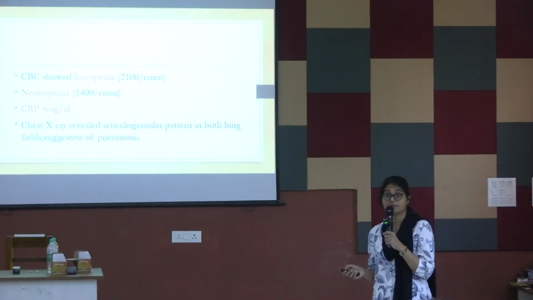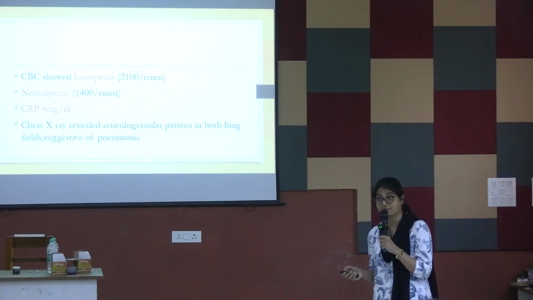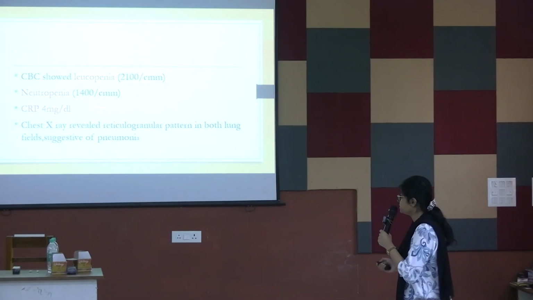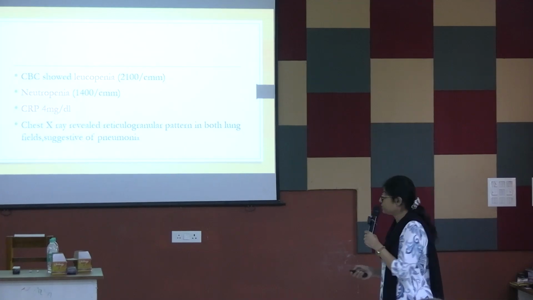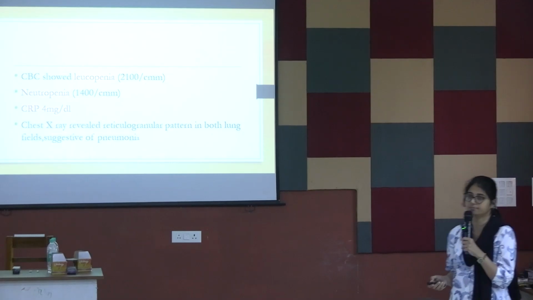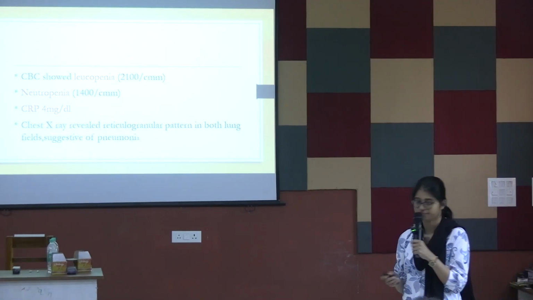Neutropenia 1400. Normal is up to 1800. CRP more than 1 milligram per dl, that is 4 milligram per dl. Chest X-ray was done. It revealed reticulogranular pattern in both lung fields suggestive of pneumonia. So the baby has pneumonia.